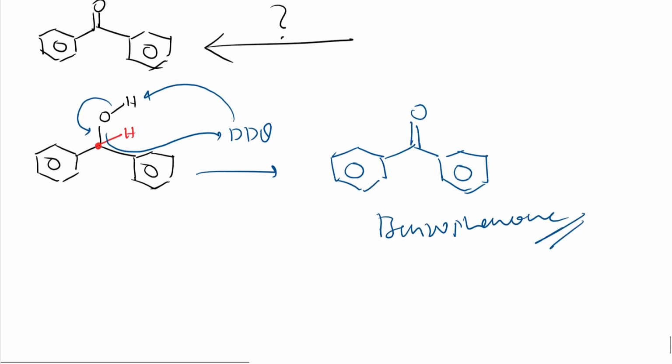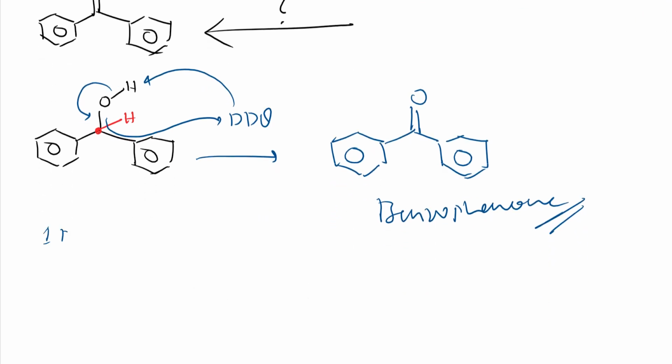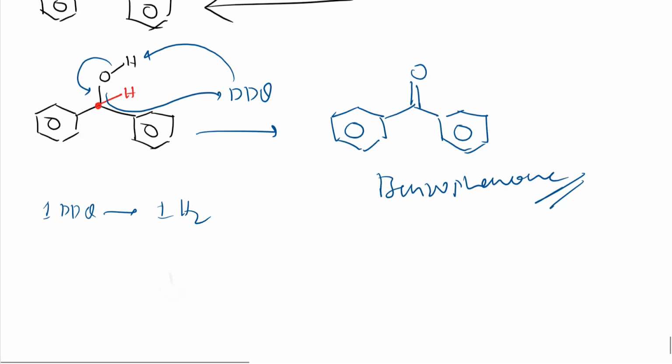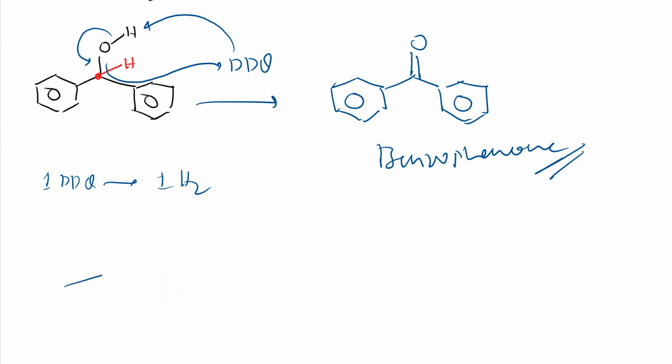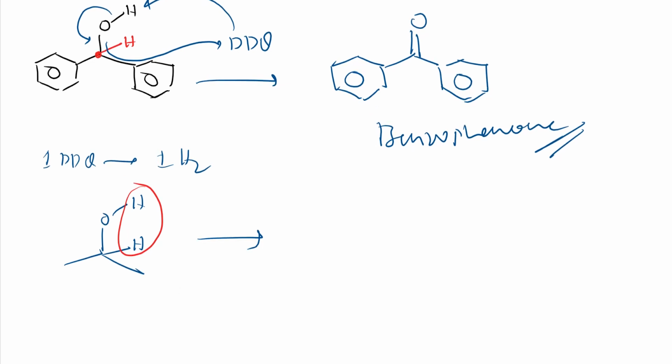So I have told 1 DDQ means it will take 1 H2. So if I write directly like this, here OH is there and like this. From now onwards, if I tell you directly like this, 1 molecule of DDQ will take these 2 like this. If I tell you, you should understand that it will take first hydride, then this proton it will take.